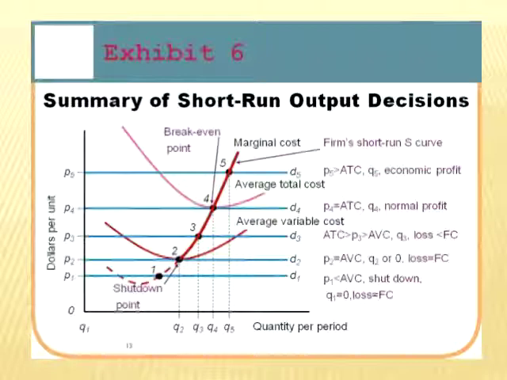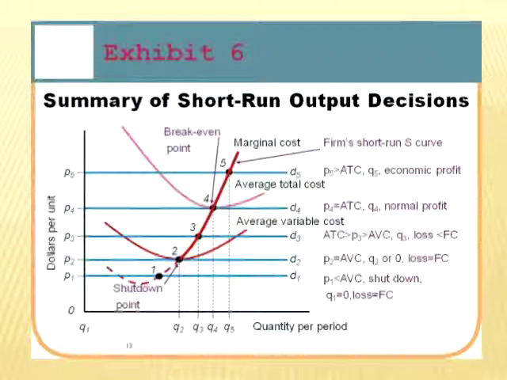At P5, that's the one that we looked at to begin with. There we would produce a quantity of Q5, and we're actually making an economic profit. So we're making a profit above and beyond the amount that's necessary in order to keep the business going.